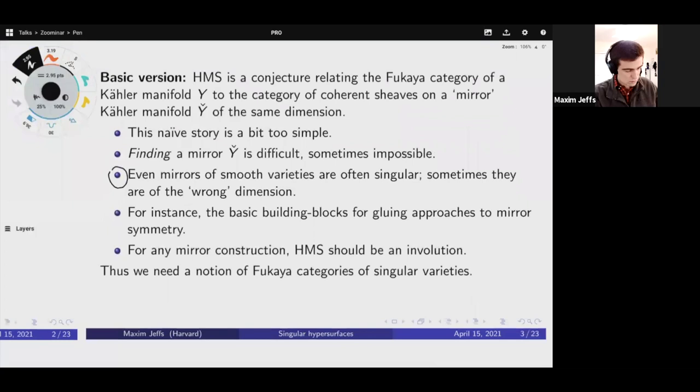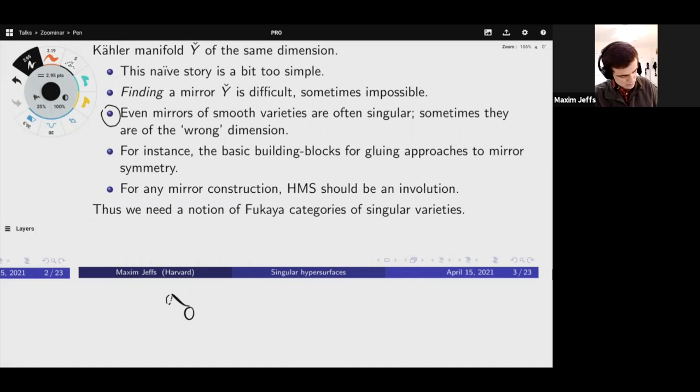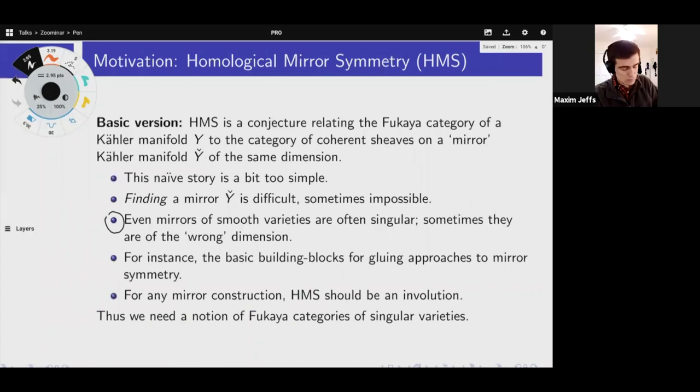One example is some of the basic building blocks for gluing approaches to homological mirror symmetry. The basic example is the pair of pants. Even in the simplest case of a pair of pants, the mirror to this, or at least one mirror, and I'll explain in what sense I mean that later on, is the nodal conic. This is one example of a singular hypersurface for which we don't already have a definition of the Fukaya category. So that's one instance of why we might care about this.